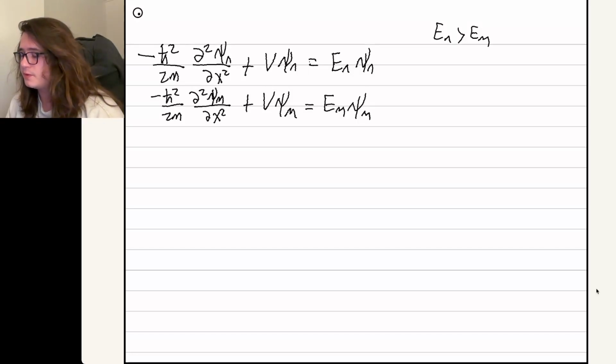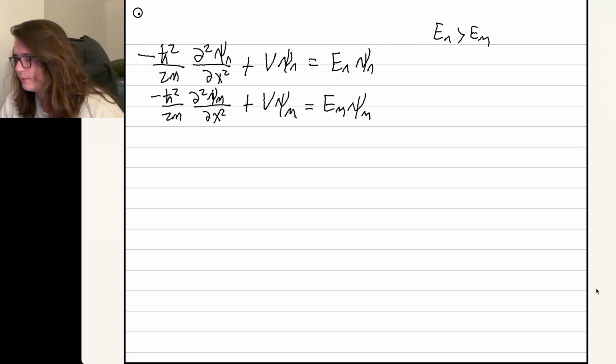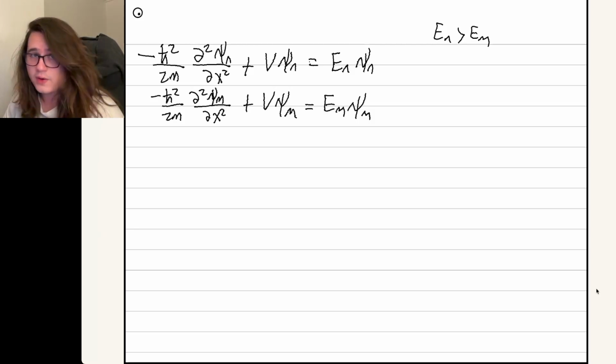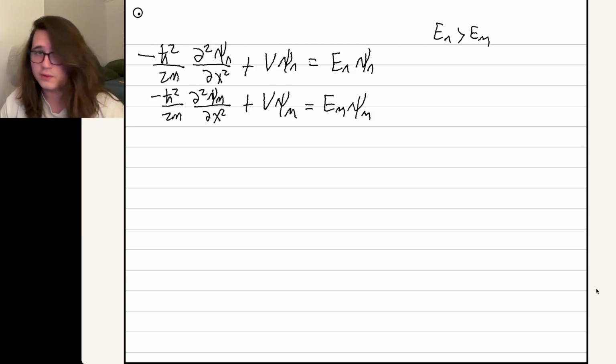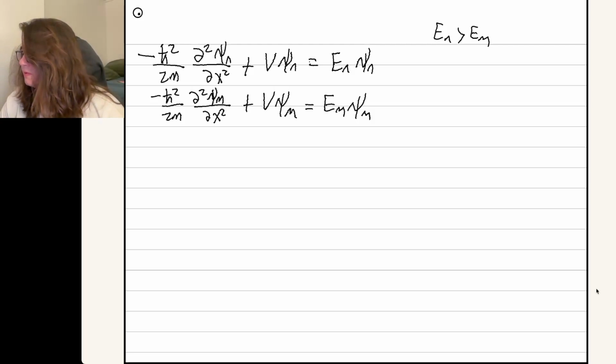Alright, here's the situation. We have a couple of wave functions, psi n and psi m, which both independently solve the Schrodinger equation in some potential V, where psi n has energy En and psi m has energy Em, and En is greater than Em. That's the problem setup, and we're going to use these Schrodinger equations to do a bunch of funky stuff.